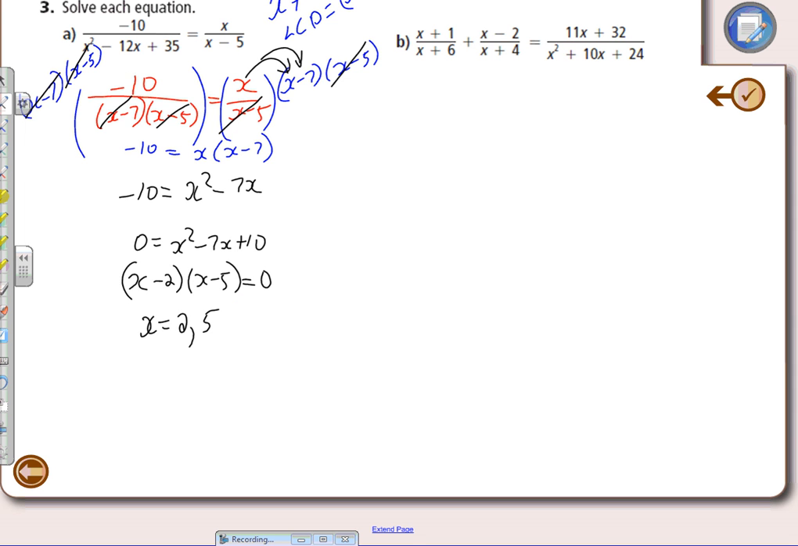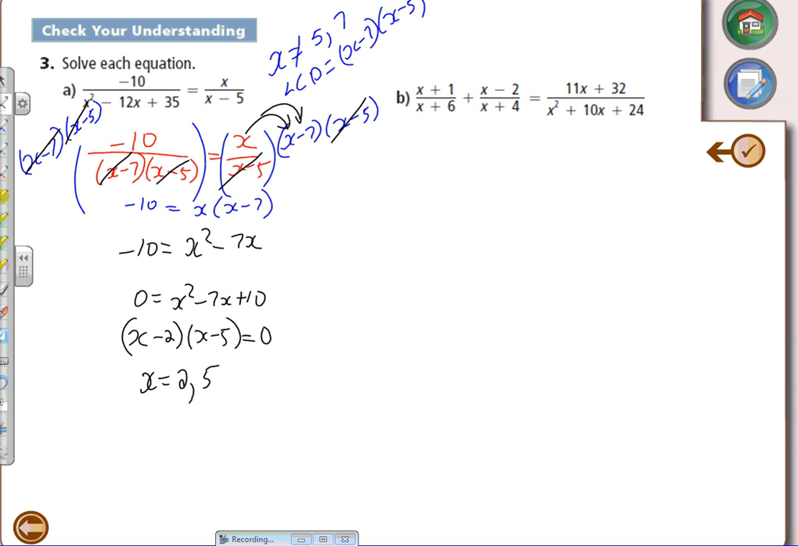But always have to make that final check. Are either of these solutions an NPV? And 5 is one of them. So we cannot include 5. The answer is just x equals 2, and that's it, not the 5.